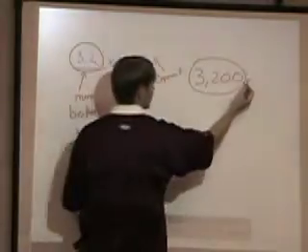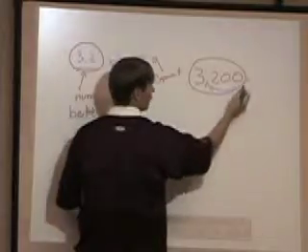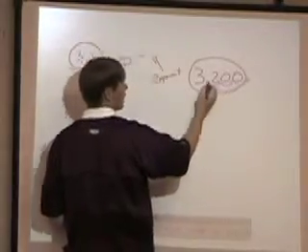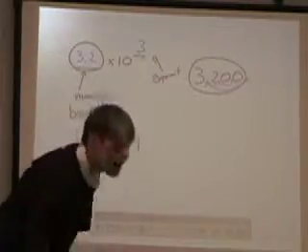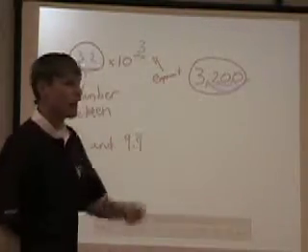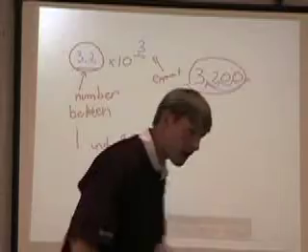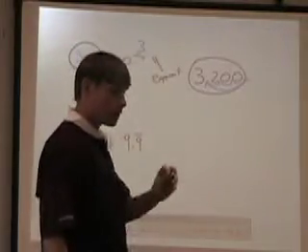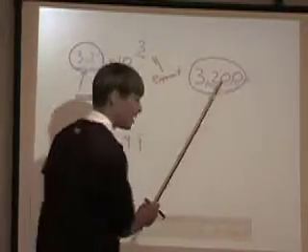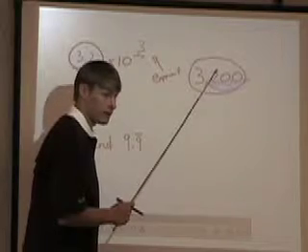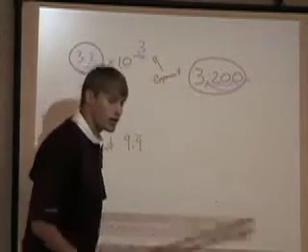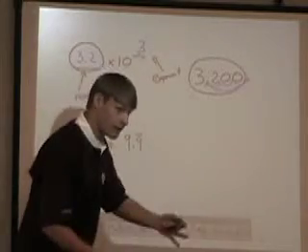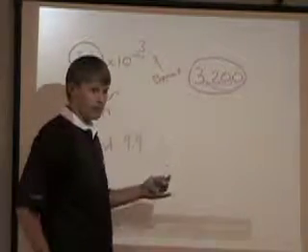And how many spaces did I move it? I moved it 1, 2, 3. So what do I put as the exponent? Caroline, I told you, you can't worry about left and right. You have to worry about, is this number bigger than 1? Yes, 3,200 is bigger than 1.